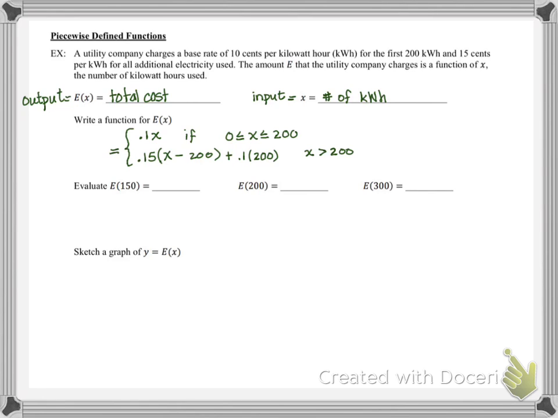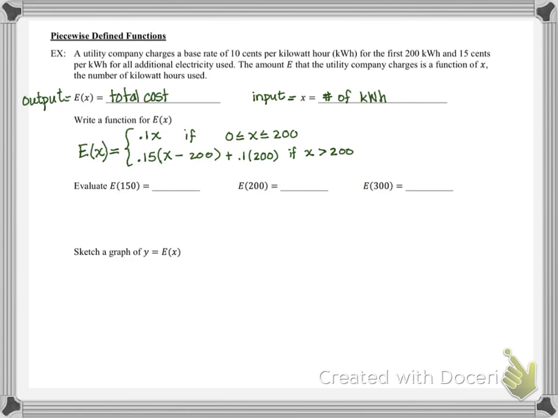And then we say e of x is equal to. And so that's read like e of x is equal to 0.1x if x is between 0 and 200. E of x is equal to 0.15 times x minus 200 plus 0.1 times 200 if, I didn't write my if, x is more than 200. So on the right side, it tells you how to figure out which rule to use.